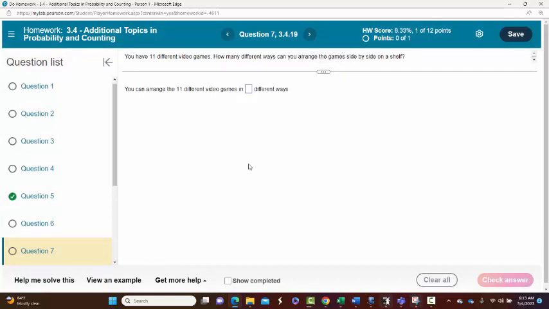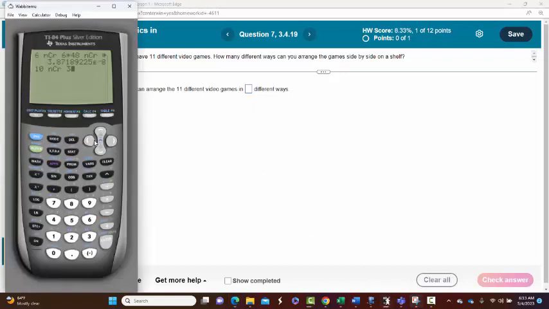Love and video games. How many ways can you arrange the games side by side on a shelf? So it's just those 11 games. You can do it one of two ways. I'll show you. It's just going to be 11 factorial. But watch this. If you do permute, I can do 11. See, when it's the permute and they're the same number, it ends up being the same. But obviously, if it's permute 10, choose 3 or something, that's not going to be the same thing. But when you're choosing 11 out of 11, where the order matters, then it's just the same as factorial.